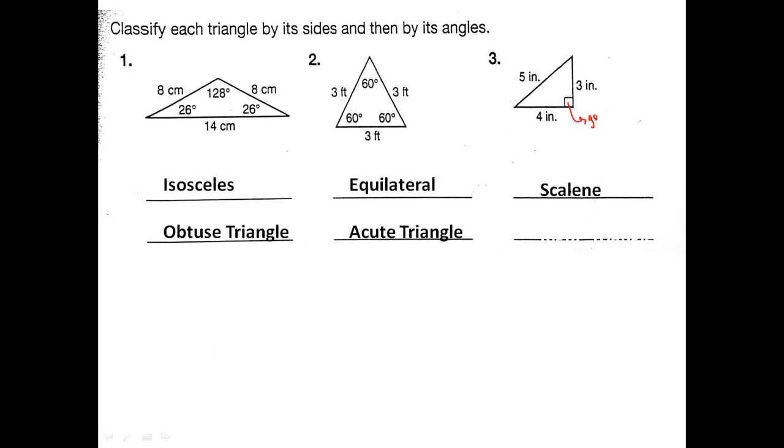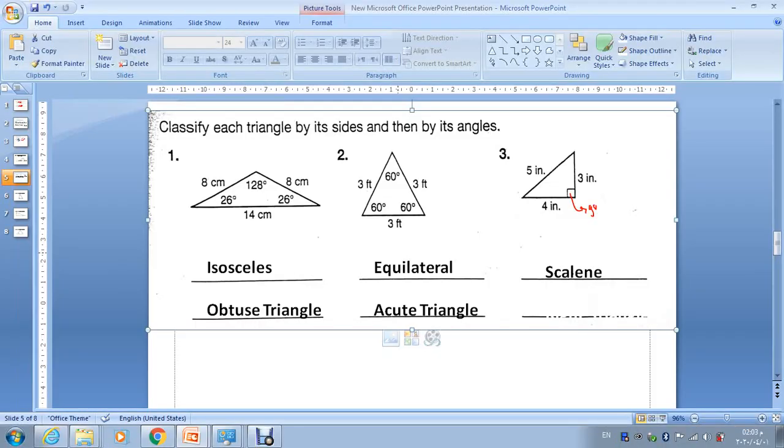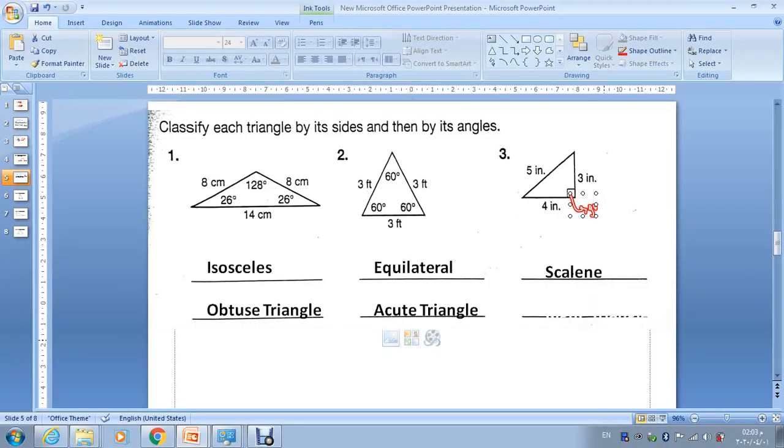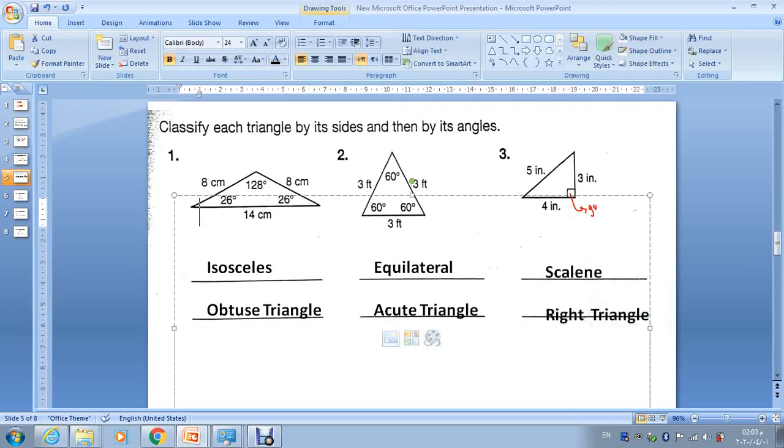90-degree right angle. So if we have here a 90-degree angle, what do we call this triangle? We call it a right triangle. Right triangle.